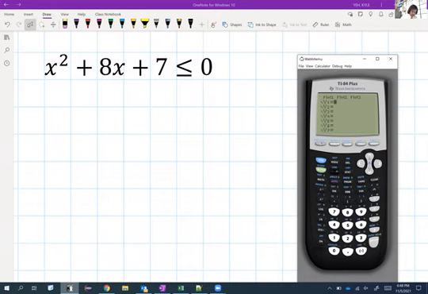So in my calculator, I'm going to say x squared plus 8x plus 7, and I'm going to graph. And if my window looks a little funky, I'll set it back to my familiar -10 to 10 in both directions. And that's what my graph looks like.